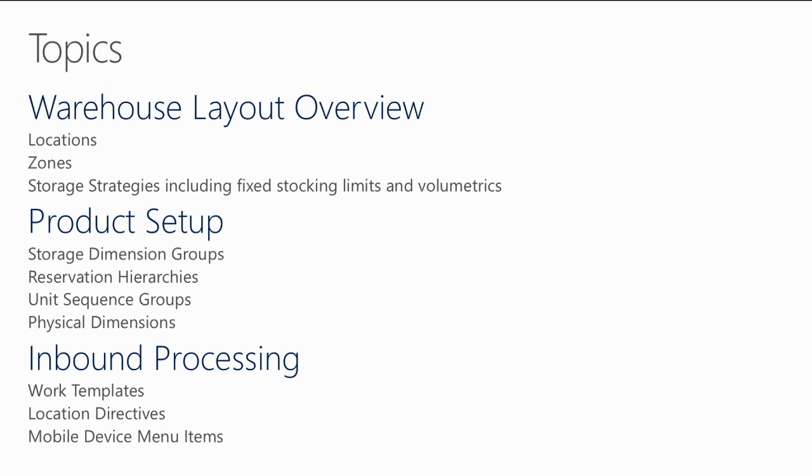In addition to that, we'll talk about some of the product setup. Some of this relates to the things you see on the screen here. There's some key concepts in advanced warehouse management with respect to product configuration. The storage dimension group configuration, we'll talk a little about that. Reservation hierarchies is a concept that's more related to the outbound side, but since we're covering product setup in this session, I'm going to jump into reservation hierarchies and talk a little bit about what they do.